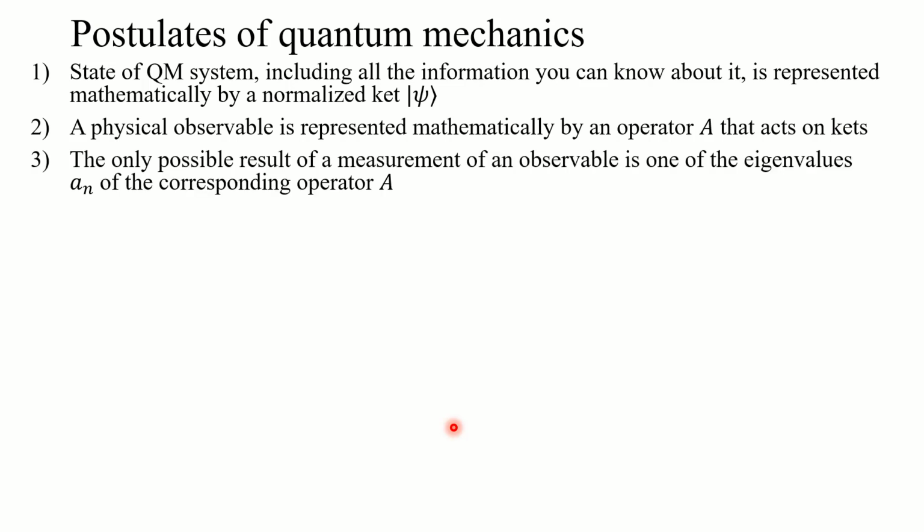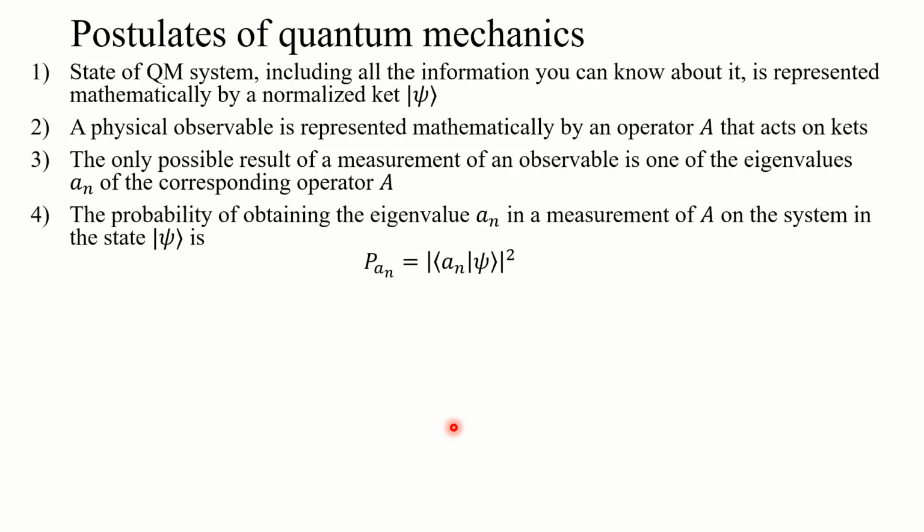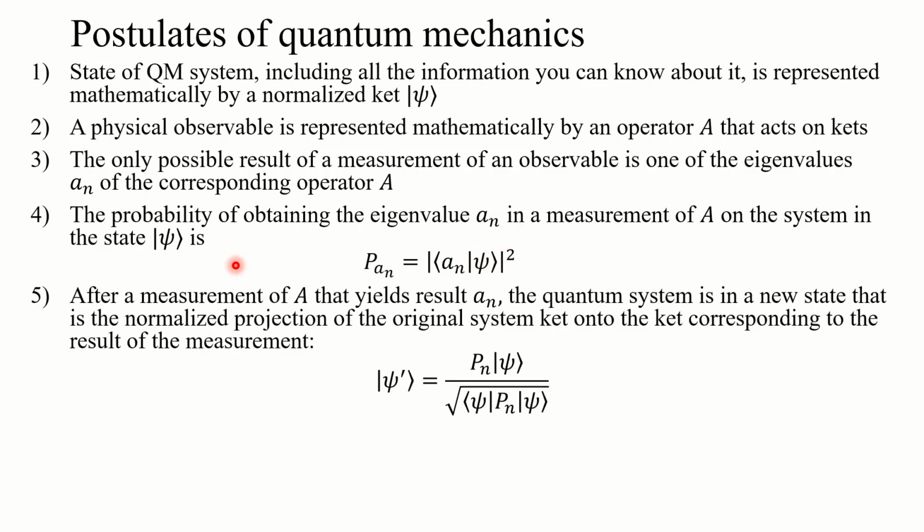Three: the only possible result of a measurement of an observable is one of the eigenvalues a sub n of the corresponding operator A. Four: the probability of obtaining the eigenvalue a_n in a measurement on a system that is in the state psi is given by the projection onto a_n, squared. After the measurement, the system is then in a new state that corresponds to that eigenvalue, the result of that measurement.